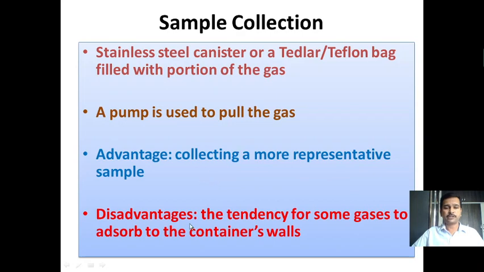But what are the disadvantages? The disadvantages are many, and one of the more important is the tendency for some gases to adsorb to the container's walls. If you use a stainless steel container, it is coated with silica. Silica has silanol groups, and these silanol groups are involved in the adsorption process. Therefore, some gases, if they are polar in nature, have the tendency to adsorb onto the container's walls.